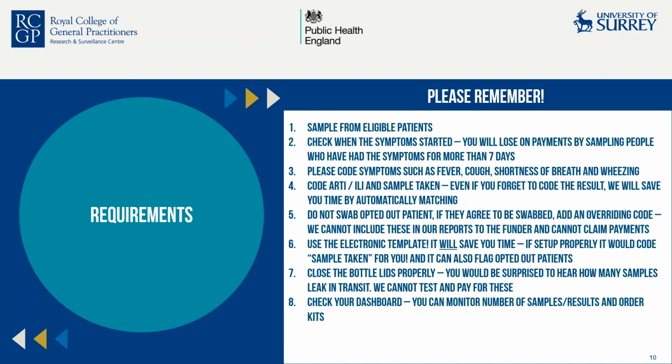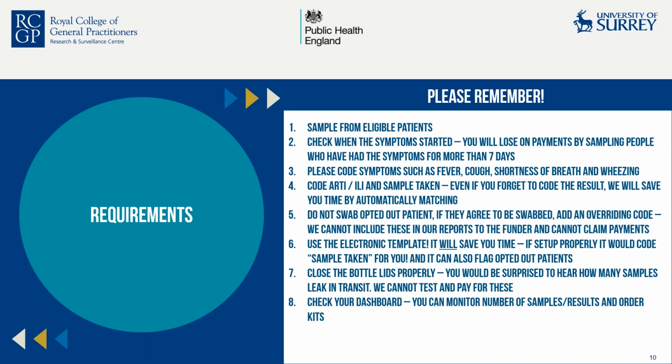However, sampling from a patient with onset of symptoms for more than 7 days, or someone who's recently had a flu vaccine, is more of an irreversible error, and we can't pay practices for such samples. Please do not sample from an opted out patient, as we cannot extract data from such patients and will be unable to link any sample results to a patient record within our database. So we won't be able to claim funding from the funders for any patient data that we can't provide to them for the flu vaccine effectiveness.